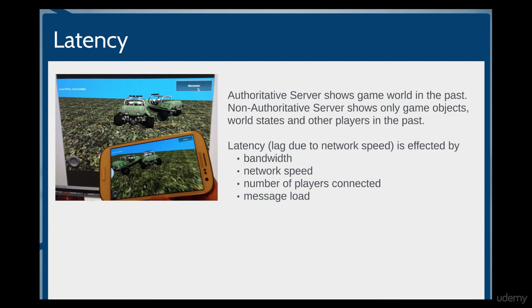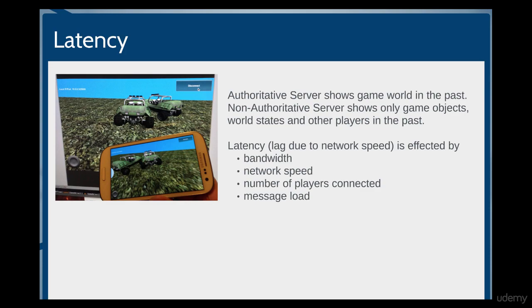Now, we just spoke about lag. Lag, otherwise known as latency, is a slowing down of what's occurring in the game, so the actions. In an authoritative server, this shows the game world in the past because the clients are only ever getting a version of what's happening in the game world later and after it has happened.